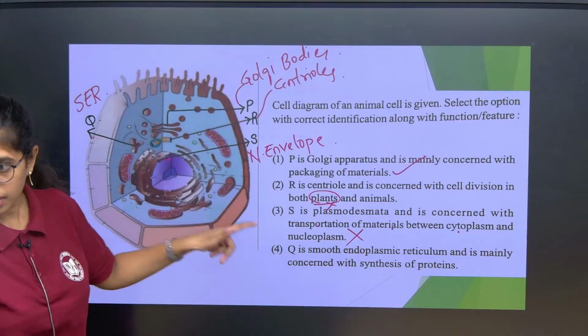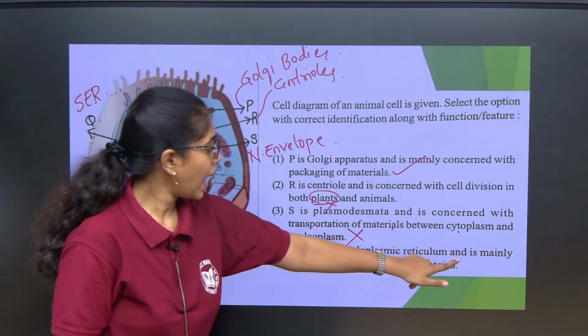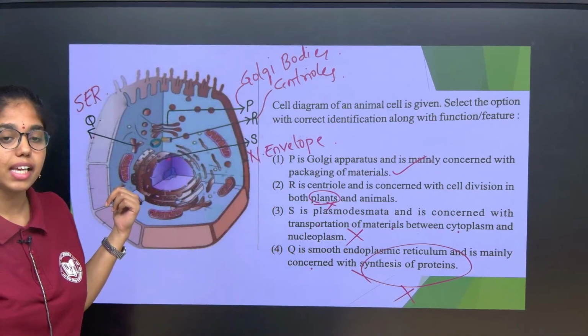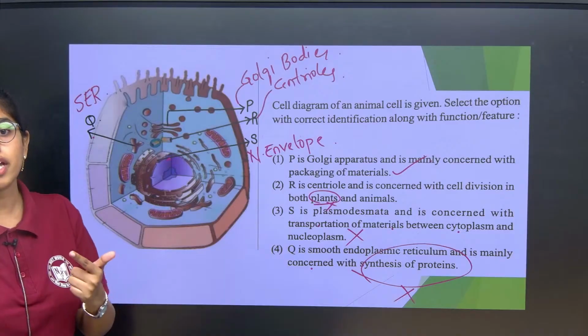Q is what? Smooth endoplasmic reticulum and is mainly concerned with synthesis of proteins. Wrong. In animal cells it synthesizes what? Lipids and steroids.